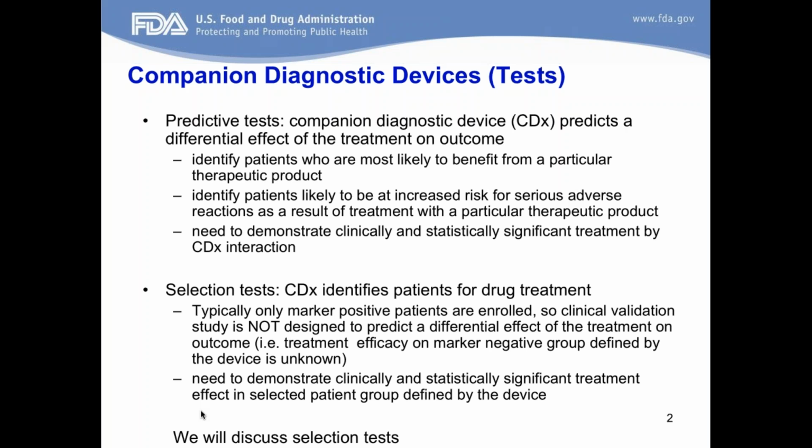It also could identify patients who are likely to be at increased risk for serious adverse reaction as a result of a treatment. So in order to demonstrate this device is actually a predictive test, we typically recommend the sponsor to provide clinically and statistically significant treatment by device interaction. In order to do so, both marker positive and marker negative patients defined by the CDx are required to be enrolled into the clinical trial. The second type of test we call a selection test.